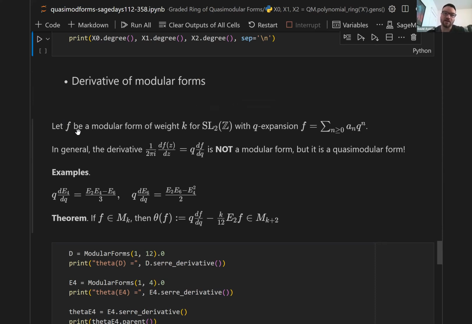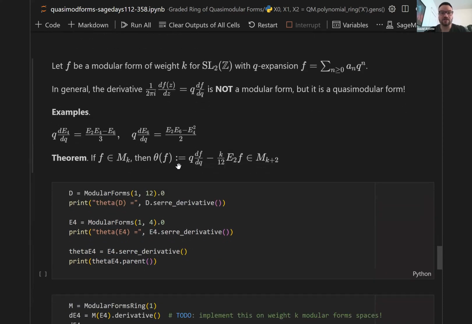If you take a modular form f of weight k for SL2Z with a certain q expansion, in general, its derivative will not be a modular form, but it will be a quasi-modular form. So we implemented the derivative of modular forms. For example, if you take the derivative of E4, then it will be a form with E2 appearing. We basically use this theorem: if f is a modular form of weight k, then this theta of f, defined as such, is a modular form of weight k plus 2.